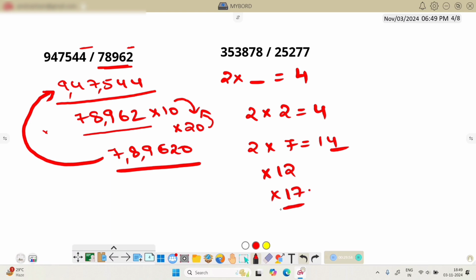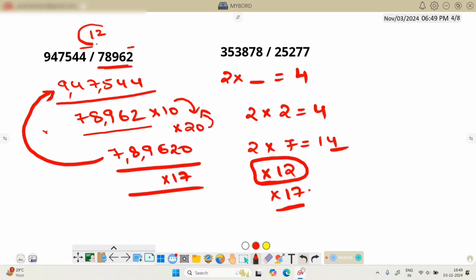See, if you multiply with into 17 here, the answer will be very far away from 9,47,544. Then definitely your answer should be into 12. Okay, the answer is 12 here. Got it? So this is how you can do it even though the numbers are very big. Okay, so we will next see this sum also. You will get still more clarity on the bigger numbers.